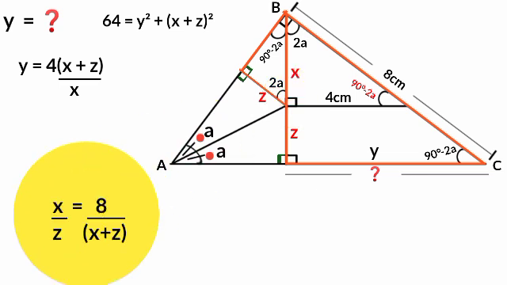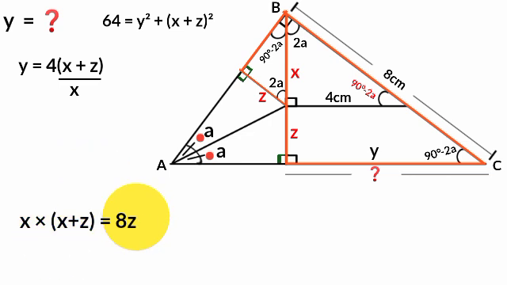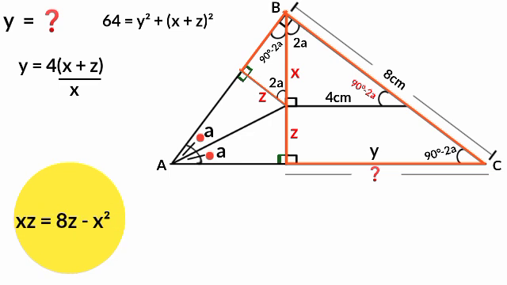So x over z equal to 8 over x plus z. Cross multiply now. x times (x plus z) equal to 8 times z. 8 times z is 8z. x times (x plus z) is x squared plus xz. Take x squared to the right hand side of the equation and 8z to the left.